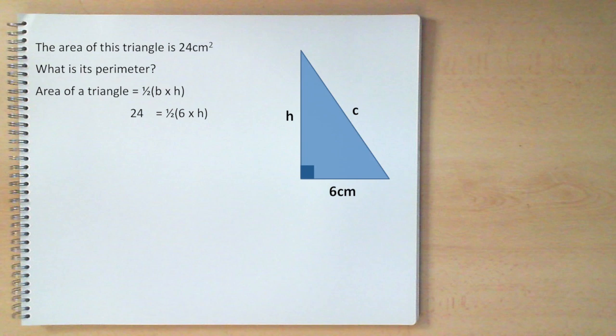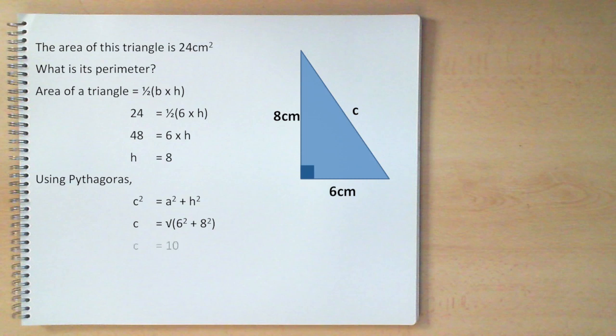So our area is 24 and that equals a half times 6 times the height. If we multiply that up by 2, we get 48 equals 6 times the height, and that lets us work out that the height is equal to 8 centimeters. Okay, now we have two of the three sides. If we have two of the three sides of a right-angled triangle, we can use Pythagoras to work out the third. So c, our missing side, is equal to the square root of 6 squared plus 8 squared. That means that c is equal to 10. So the perimeter is 6 plus 8 plus 10, which equals 24 centimeters.